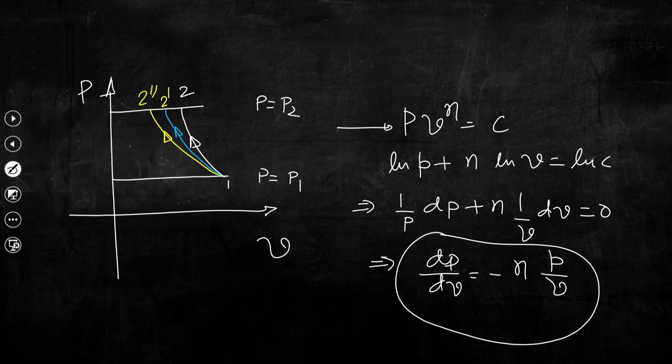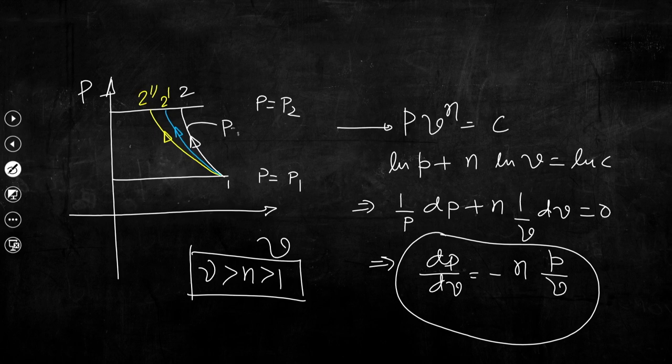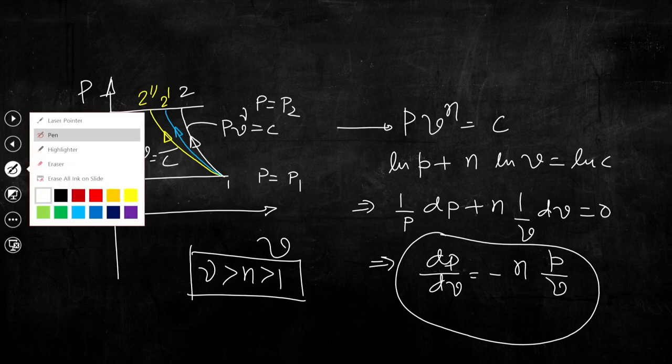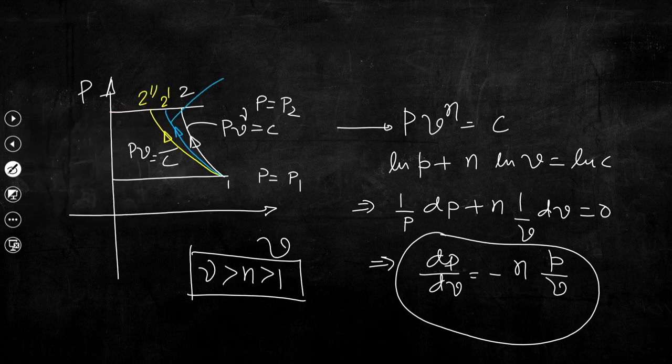So, that means, here if we consider gamma greater than n greater than 1, and if this is the sequence, then we can understand that this is basically PV^gamma equal to constant, this is PV equal to constant, and certainly this is PV^n equal to constant.